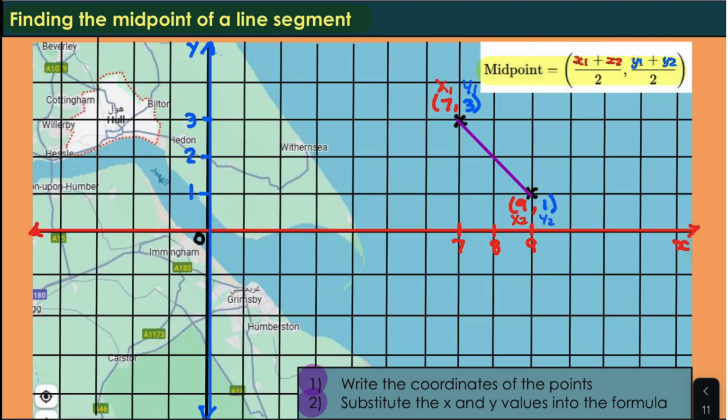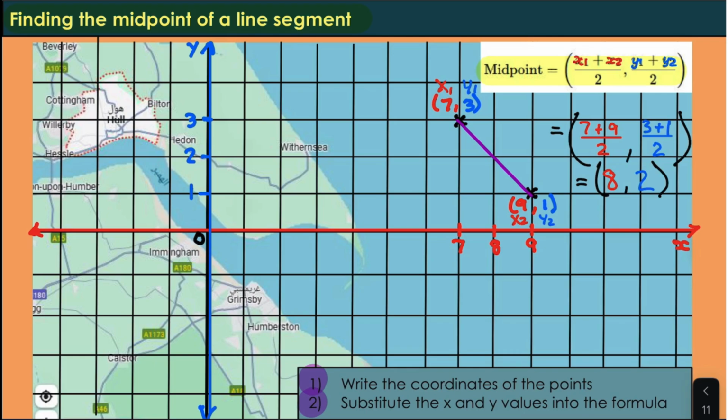Now it's a simple case of substituting the x and y values into our formula. Our x1 was 7, and we add x2, which was 9, and all of that is over 2. And for our y values, we had y1 is 3, plus y2 is 1, and that is also over 2. Working with the red x values, 7 plus 9 is 16, divide by 2 is 8. With our y values in blue, 3 plus 1 is 4, divide by 2 is 2. And we have our midpoint coordinate, 8, 2.